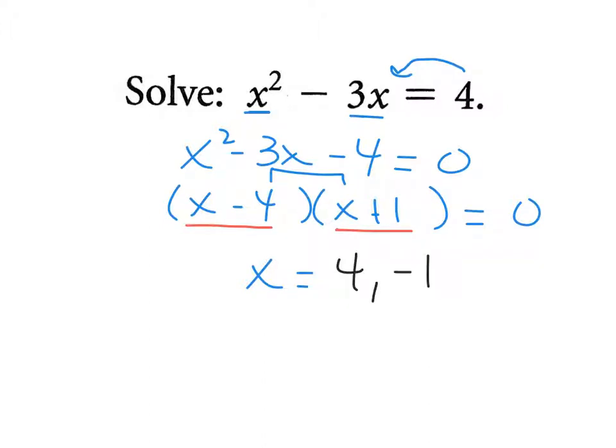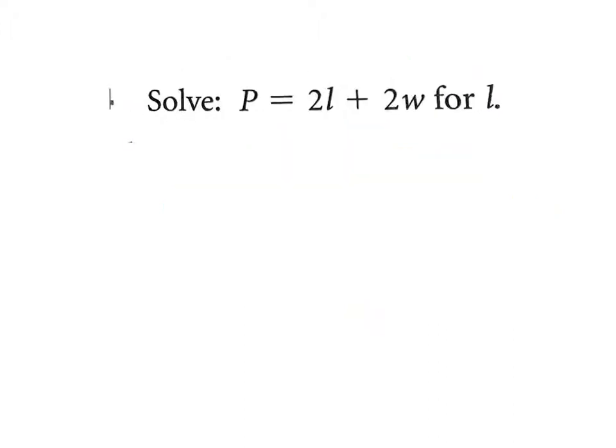And to check that one real quick, you can plug 4 in here and here, work out that side, and you should get 4. You can also plug negative 1 in there and there, work it out, and you should get 4. You can check it really quick.